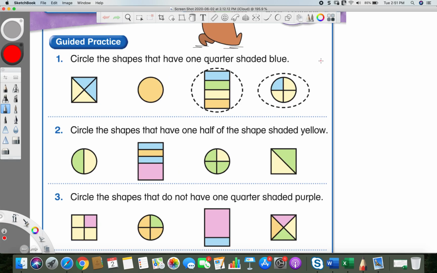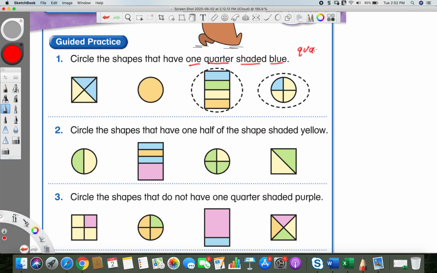Okay, so now that we know the terms halves and quarter, let's do some practice problems together. Some examples to get us used to these new words and ideas. So if we read number 1, it says circle the shapes that have 1/4 shaded blue. Okay, so these are the important words in this sentence. 1/4 is shaded blue.